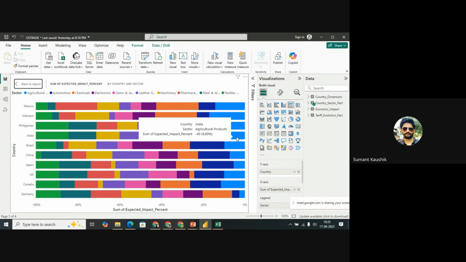In case of India, it will be 40%. So about 40% impact on the agricultural products, but the highest impact will be for Vietnam in case of agricultural goods. Second is the case of steel and aluminum.